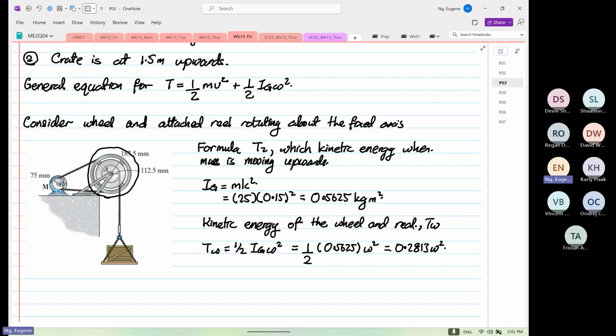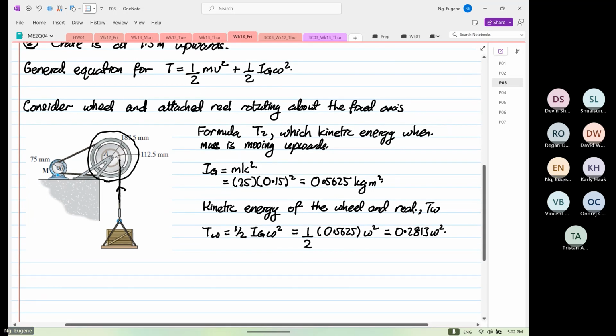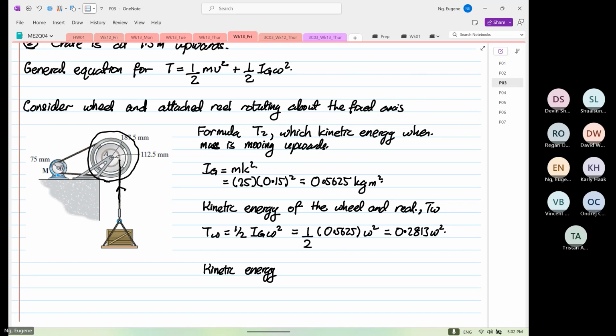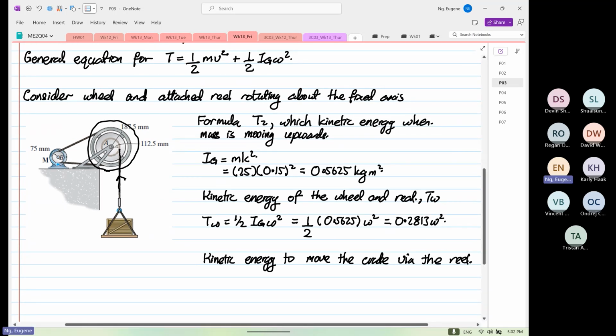Okay. Now we also realize, right, that the reel has a linear motion, is generating a linear motion, lifting up the what? Lifting up the crate, yes or no? Okay. So next, we are going to calculate TR. So kinetic energy to move the crate while the reel. Okay. So why I put while the reel? Because the reel, the weight is attached to the reel and not to the wheel.